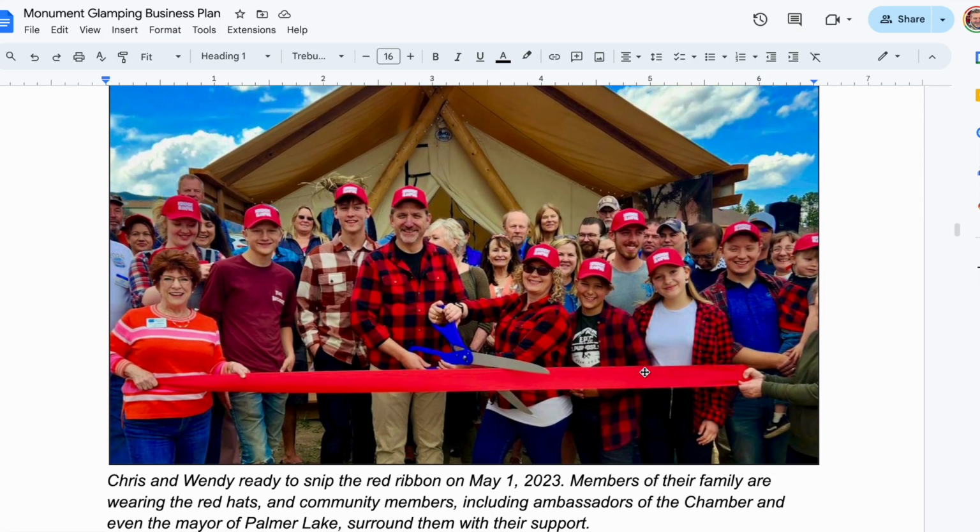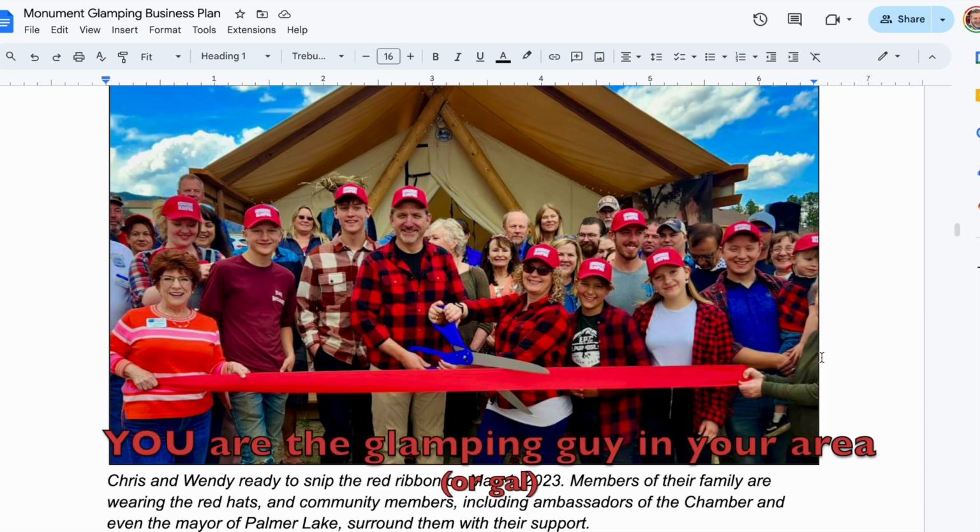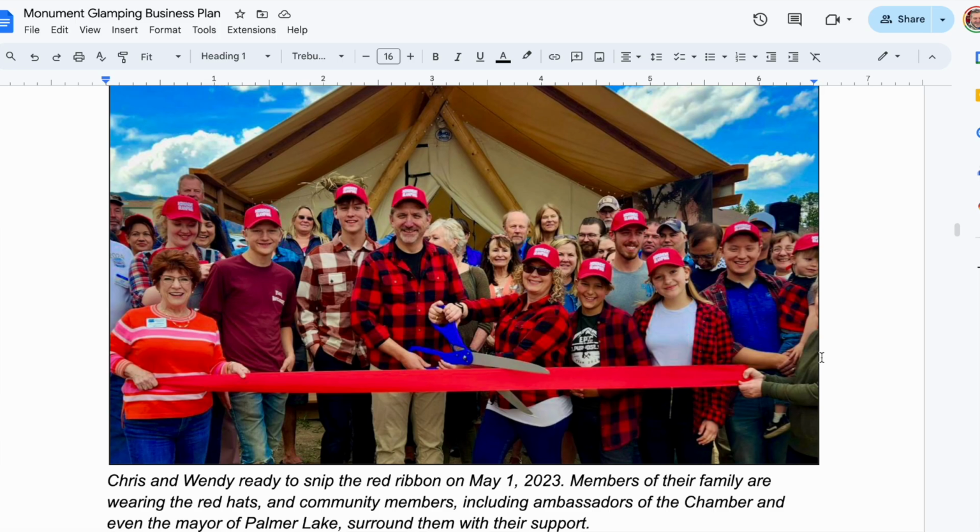So I put pictures in my business plan because it shows the personality of the small business that you're starting with your glamping operation. It also builds credibility. I'm positioning myself as the glamping leader in this region, in this area. And you're going to do the same thing. There might be some other glamping operations around you, but I want you to put in your mind that you're the head honcho. You're the glamping guy in your area, and you are set to grow and to expand.